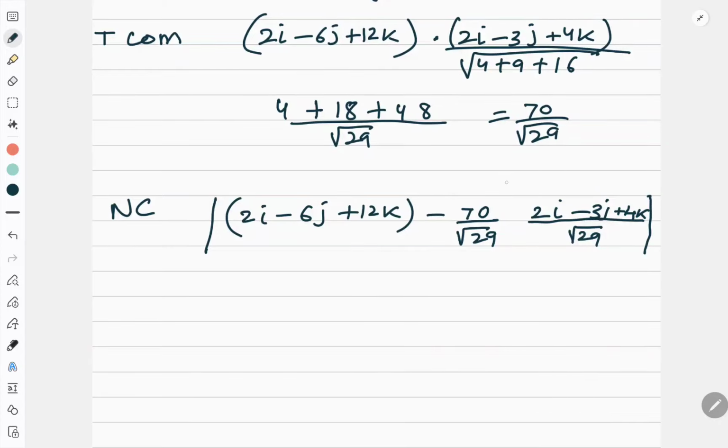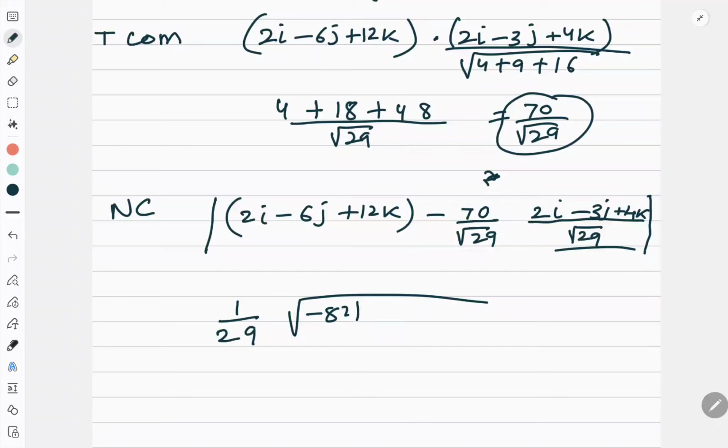Compare it with the formula. I told you the resolved part, this is the resolved part. So 70 by root 29 and n cap. That is what we have written. Right? So now you solve this. So you will get the answer as 1 by root 29 under root minus 82 square plus 36 square plus 68 square. And when you solve this, it will be under root of 436 by 29. So you can solve yourself and cross check the answer.